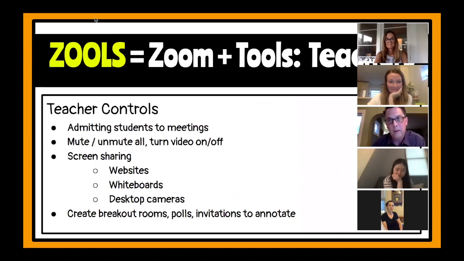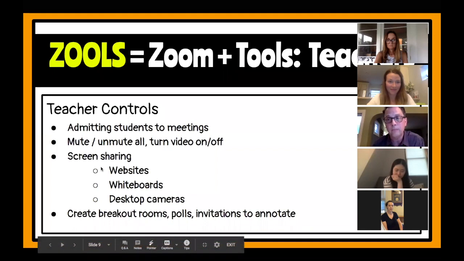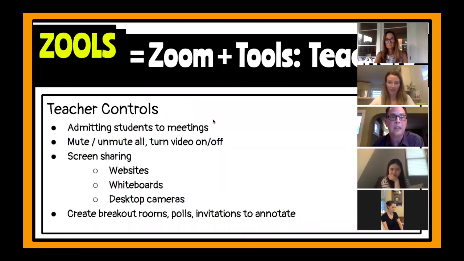Again, primarily for K-1-2, there are a couple 7th and 8th grade families out there as well, but the tools that teachers will use, being able to admit students in. Again, we talked about the waiting room to be able to have a secure classroom or Zoom meeting. Muting on and off, teachers can do that, and they can also turn video on and off. So if there's a time when the teacher needs everybody's attention, they can actually mute all or individual students if they needed to.